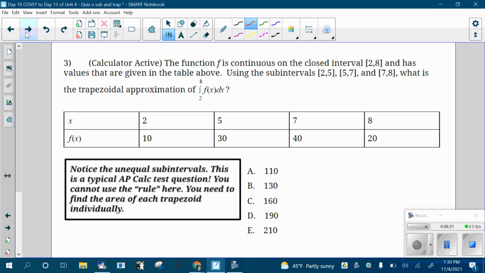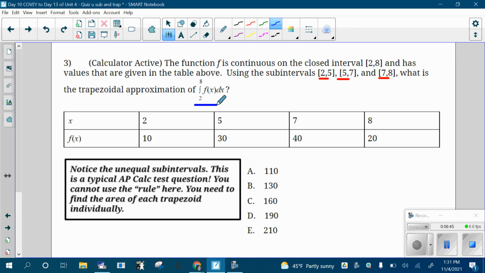This is what the AP usually asks. Okay, so let's slow down here for a second. The function is continuous on this closed interval and has values that are given in this table. Use these intervals. It's kind of nice they even told us the intervals. What is the trapezoidal approximation of the area under this curve?